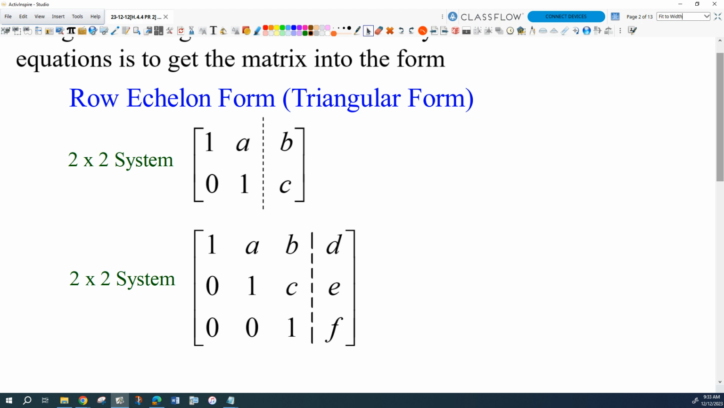Once we get it to here, we just convert it back into a simple linear system that we can easily solve at this point because we know the value of, for example, in this 3x3 system down here, we know the value of z. We could plug that into the second equation to find the value of y. We could plug both of those into the first equation to find the value of x, okay?